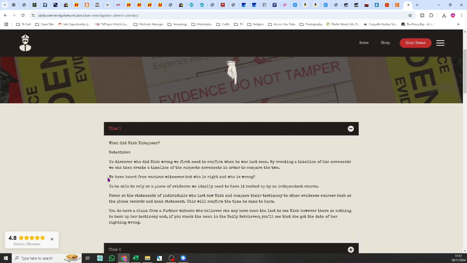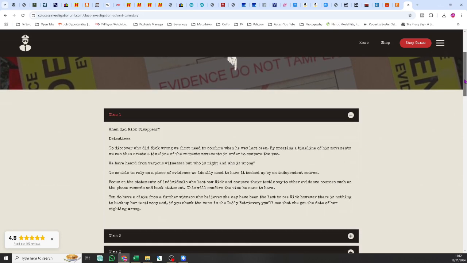So we have, when did Nick disappear? To discover who did Nick wrong, we first need to confirm when he was last seen. By creating a timeline of his movements, we can then create a timeline of the suspect's movements in order to compare the two. We've heard from various witnesses, but who is right and who is wrong? To be able to rely on a piece of evidence, we ideally need to have it backed up by an independent source. Focus on the statements of individuals who last saw Nick and compare their testimony to other evidence sources such as phone records and bank statements. This will confirm the time he came to harm.